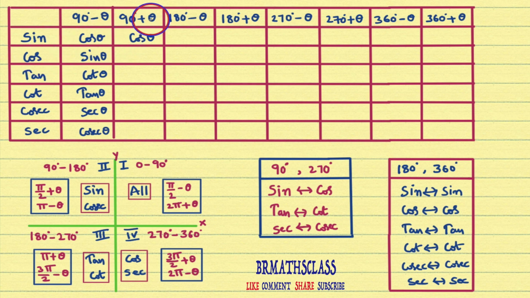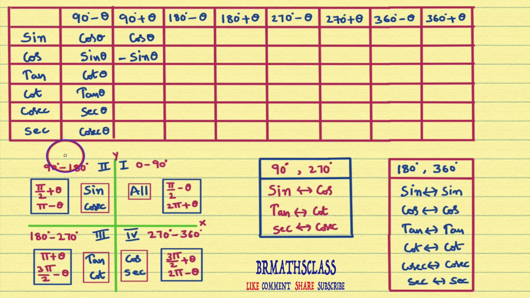Now, cos(90 degrees + theta). As you see 90 degrees, cos changes to what? Cos changes to sine. So this is sine theta. Okay, 90 degrees plus theta, pi by 2 plus theta, which quadrant? It is in the second quadrant. In the second quadrant, what is cos? Look here. In the second quadrant, sine and cosecant are positive. Remaining all are negative. What about cos in the second quadrant? In the second quadrant, cos is negative. So cos(90 degrees + theta) is minus sine theta.